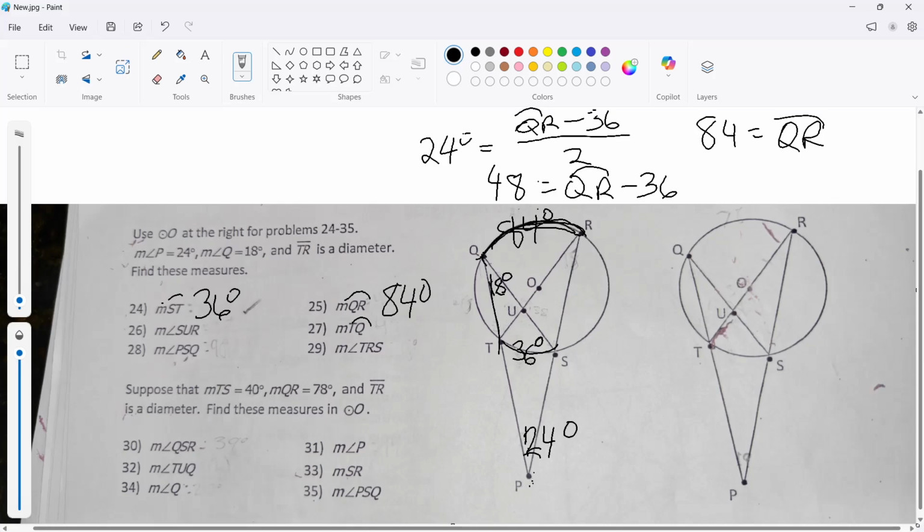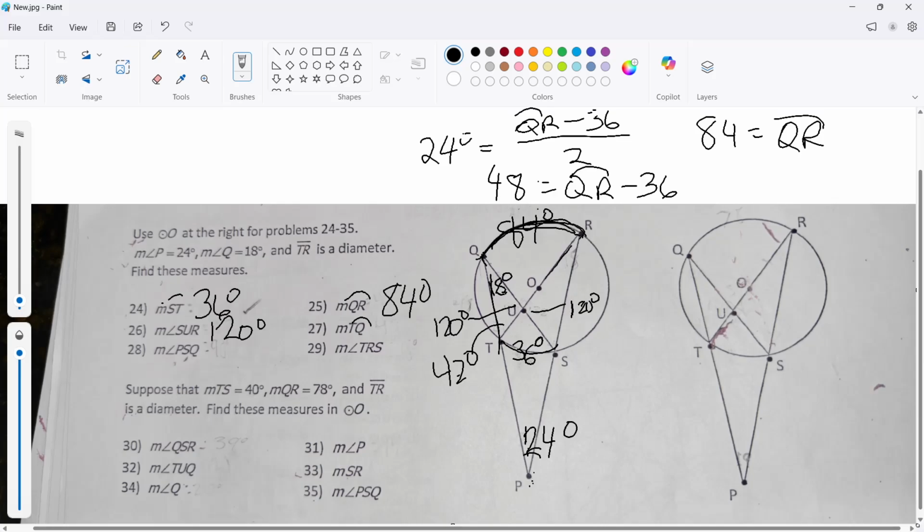Measure angle SUR. Well, if QR is 84 degrees and this inscribed angle down here is going to be half of that, 42 degrees, and 42 plus 18 is 60, that means angle QUT is 120 degrees. And that means angle SUR is also, those are vertical angles, 120 degrees.